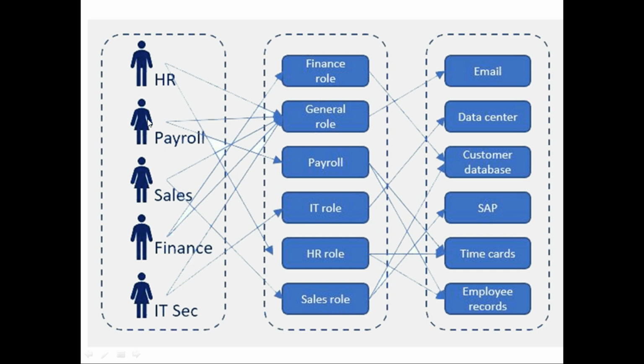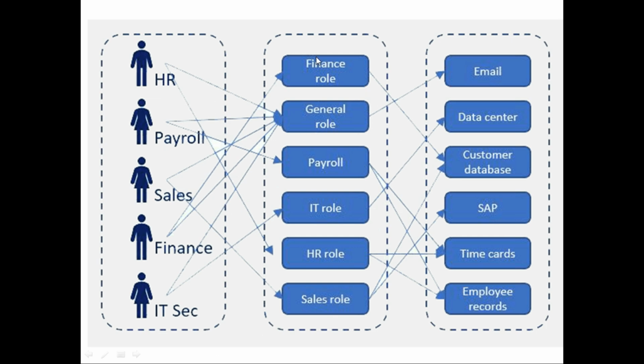Suppose payroll: for payroll, the payroll role is assigned as well as the general role. In sales, the general role as well as the sales related roles will be assigned to the salesperson. And the finance role should be assigned as well as the general role. And in the IT sector, IT should have the general role as well as the IT role. Also, the general role, which all the departments' users have access to, should have the email access. Email is used by all of them, that's why the general role, where the application is email, will be provided to all the users.